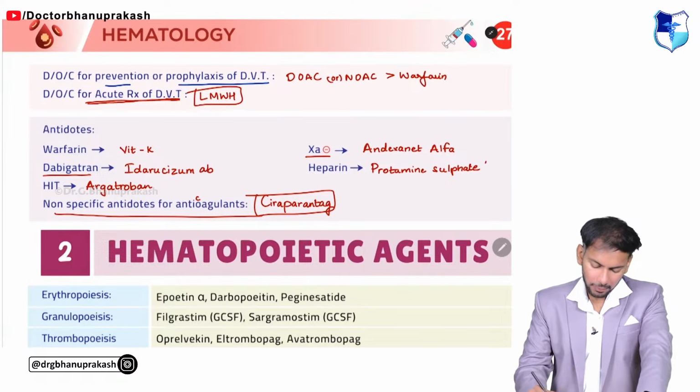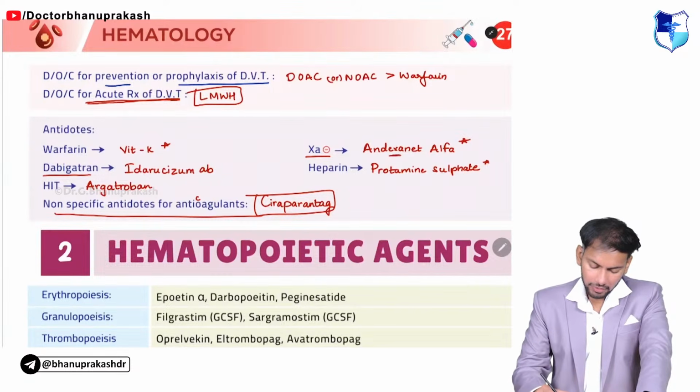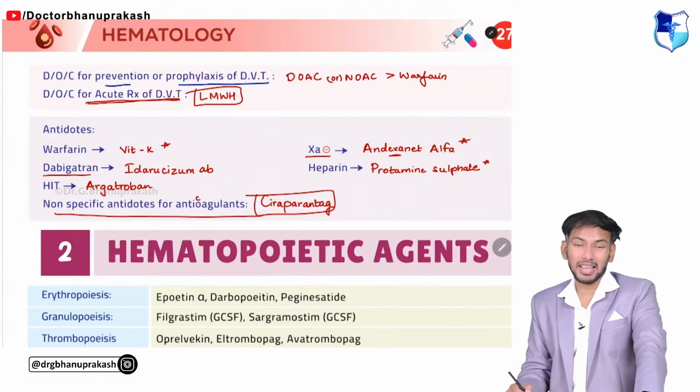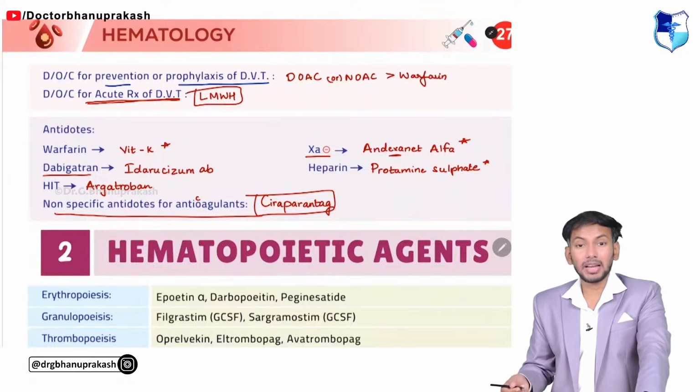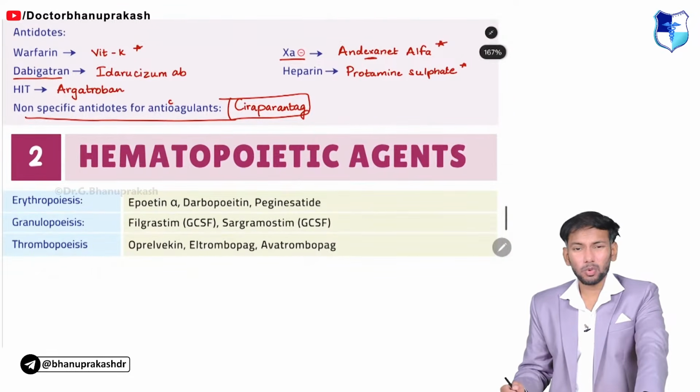Warfarin is vitamin K, heparin is protamine sulfate. 10A blockers are andexanet alpha. It is given in the name 10A. Yes, XA, exaban. You will give andexanet alpha for exaban toxicity. That's all. Now, coming to hematopoietic agents.